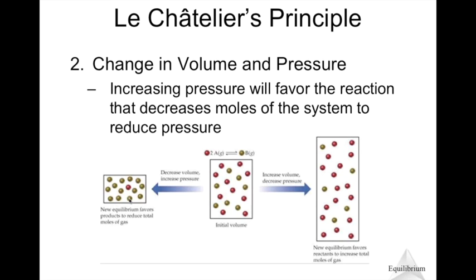If we decrease the volume, we're increasing the pressure. Now you can see the reaction is shifted all towards the B molecules because those are only 1 mole. So we're trying to reduce the pressure that way.